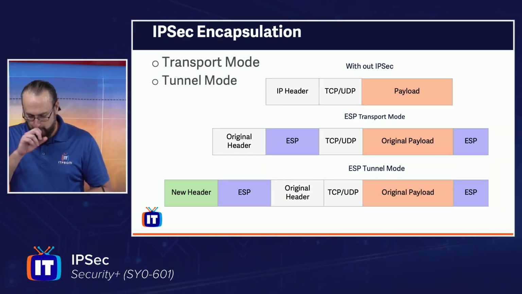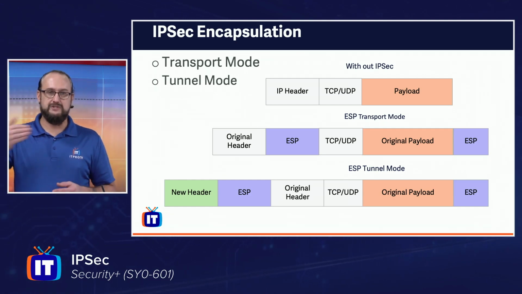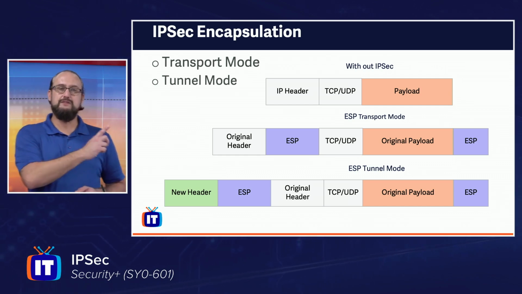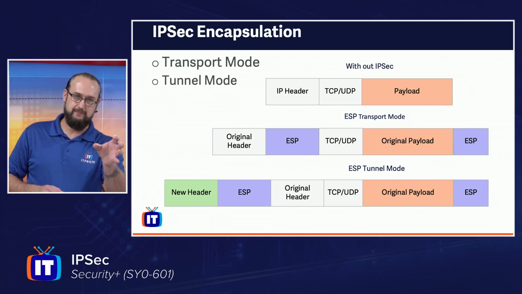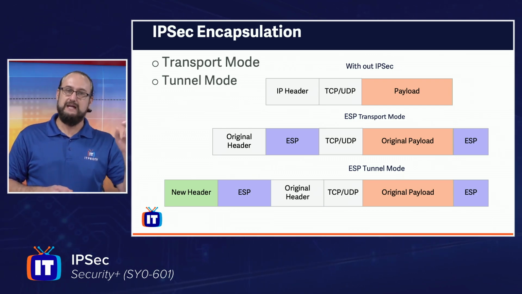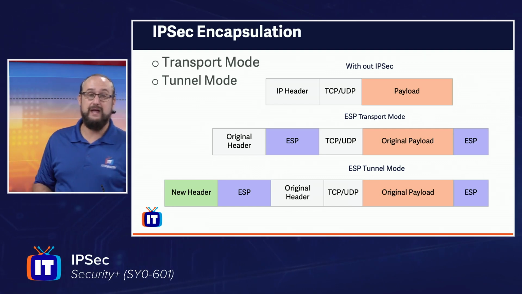The first one is transport mode, and the transport mode is commonly used between clients, like a workstation and a server, all right? So look at the very first packet, right? Without IPsec, we've got the IP header, which is your IP addressing information. We've got the TCP UDP, right? That's back to our OSI model, right? And then we've got the payload.